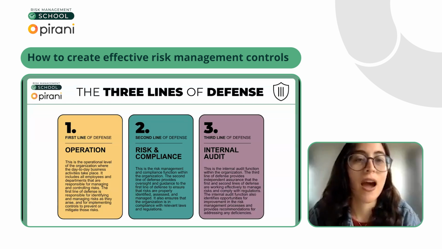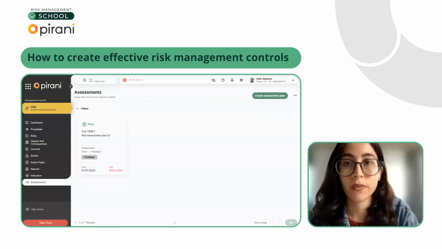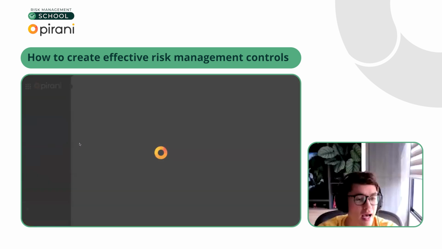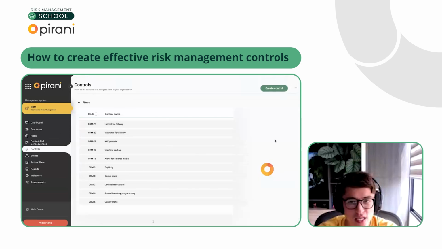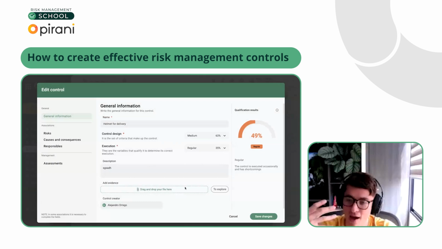Catherine asks us, how can I associate evidence with the software? I don't know if I understand the question, but in the software, you can add evidence, with a specific drag and drop of your file here. So maybe you say, oh, my control is documented, or I actually have a contract for the insurance. If you want to add the evidence, maybe for the audit or whatever, you can drag and drop and upload the evidence. So that's a very good question.